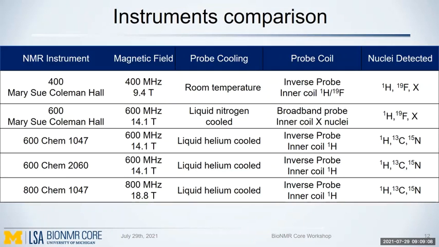So this table summarizes the properties of those instruments. I compared those 5 instruments that are available in our core lab. We can compare their magnetic field, how the probe is cooled, how the probe is designed, and the nuclei detected. Of course, the 400 has the lowest magnetic field and the 800 has the highest. The probe is cooled by different methods. The 400 is just a room temperature probe. It's not cooled at all. The 600 has a liquid nitrogen cooled probe, and our other 3 in the chemistry building are all liquid helium cooled probes.